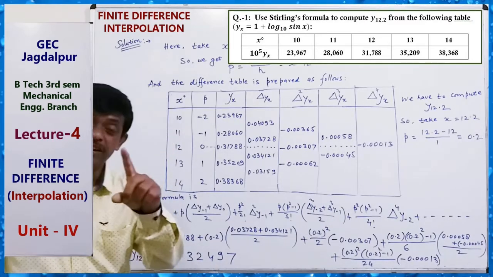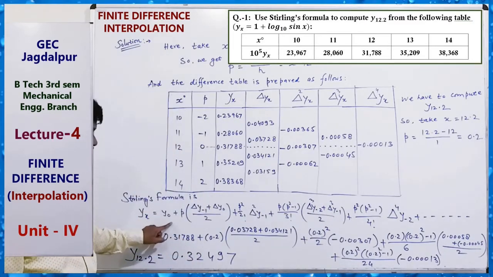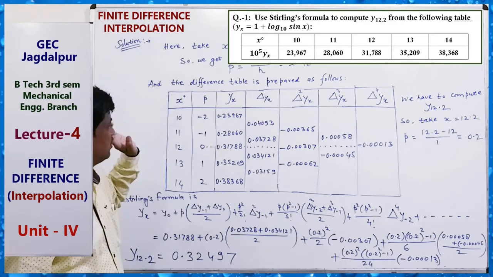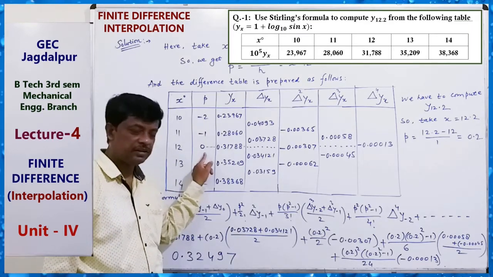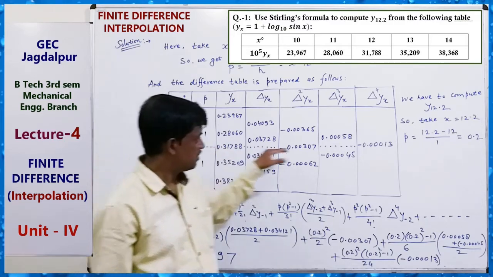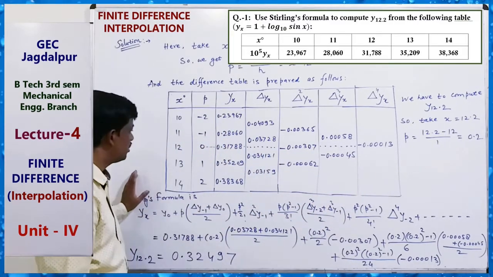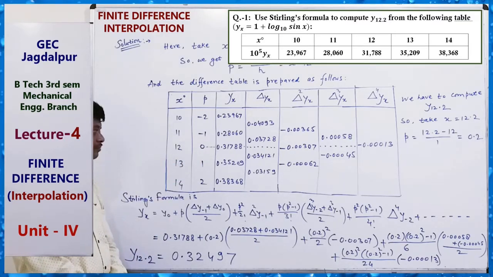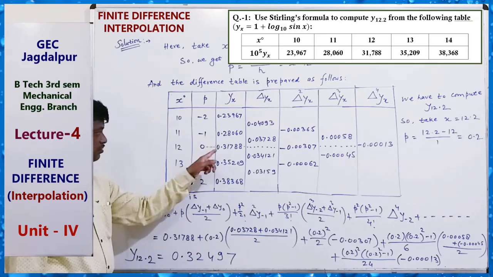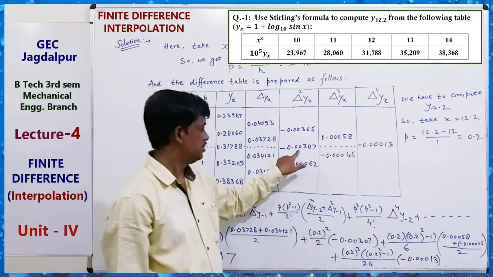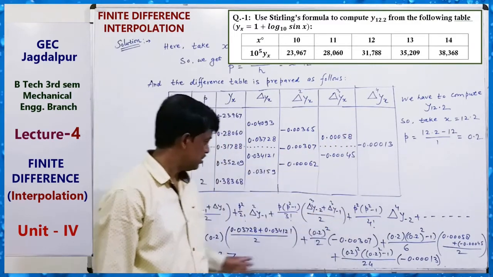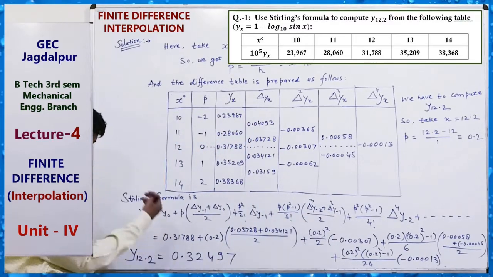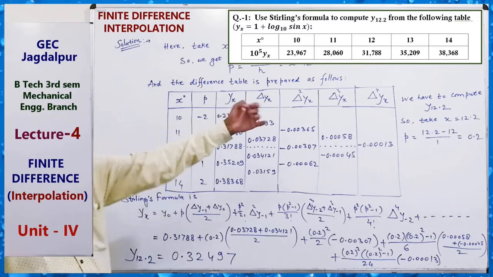So this is the technique. You just have to remember the Stirling formula, and table preparation is very simple. First of all, set what the central point, the origin point, is, and this is the central line. For the Stirling formula, first y0, then the average of these two, then this, then the average of these two, then this. And just remember the value of p. This is the required value y 12.2.